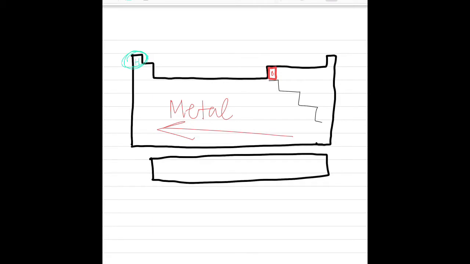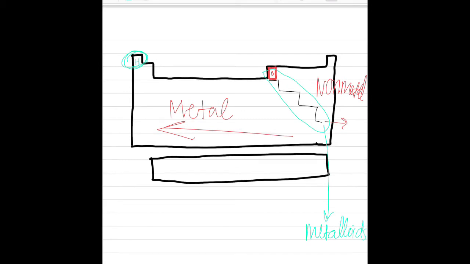Now, everything on the right side of this stair step is a non-metal. The iffy ones are the ones that fall right on the stair step, and those are called metalloids.